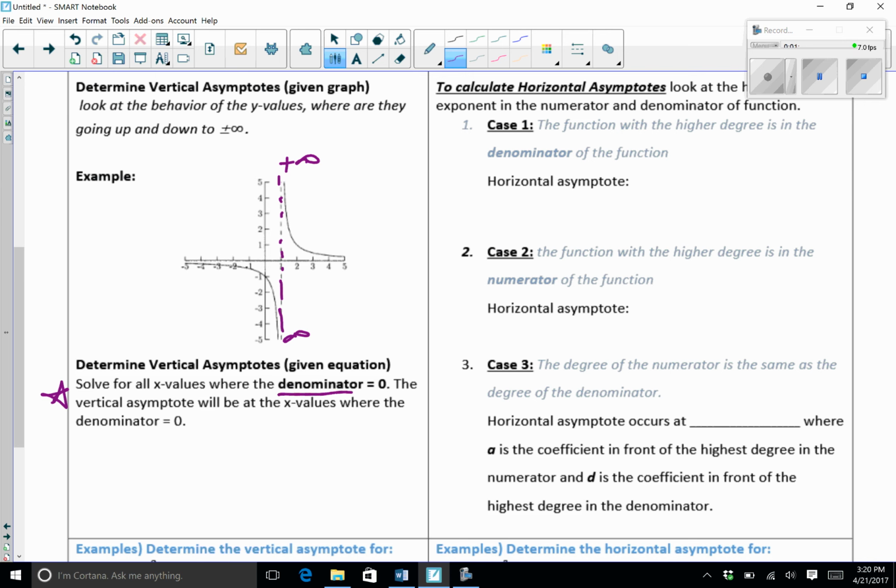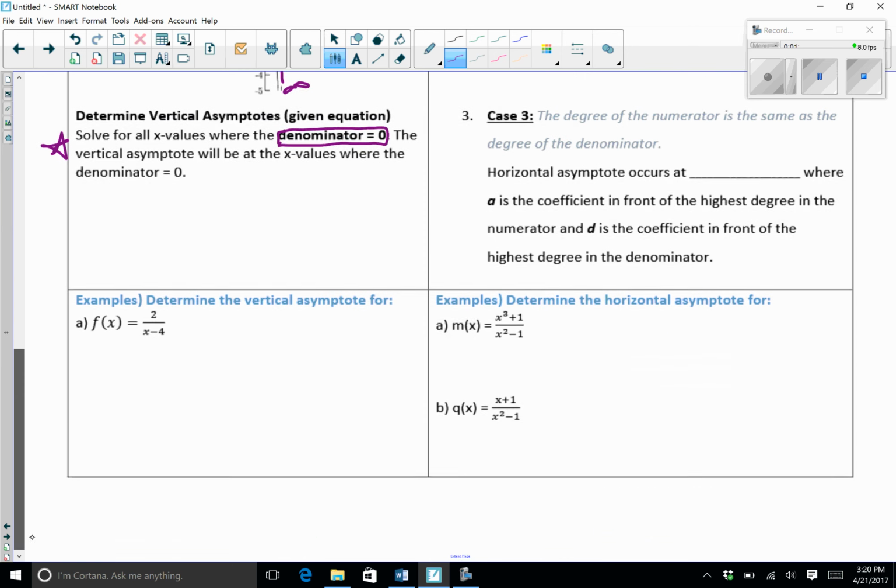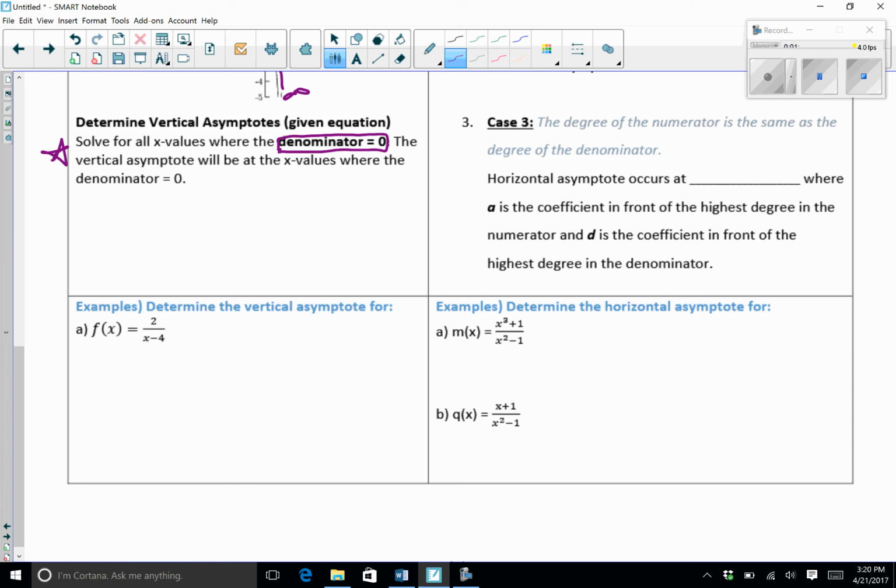Here are your steps to determine the vertical asymptote. You want to find where the denominator equals 0. So you set the denominator equal to 0 and you solve it. For instance, here's a rational function, it's in a fraction. I would want to set x minus 4 equal to 0, and x equals 4 could be my vertical asymptote.